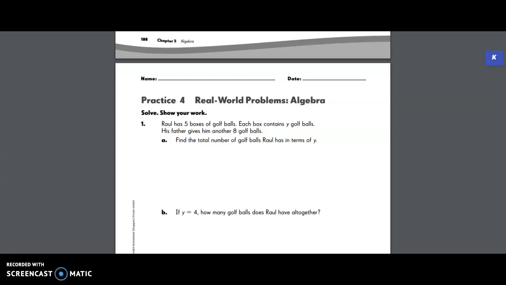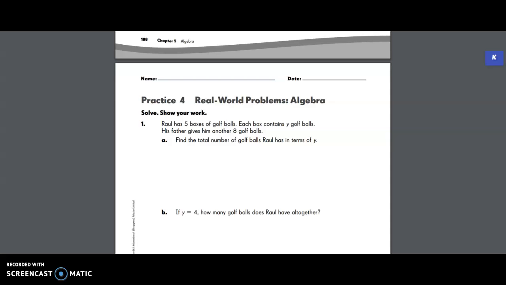All right, for this assignment, we're doing some real world problems that we are going to use algebra to help us solve. Algebra is one strategy that can be really helpful to help us solve some real world problems. So that's what we're going to practice. There's going to be two parts. The first part is just going to be writing an expression, and then the next part is going to be using that expression to get a number answer.